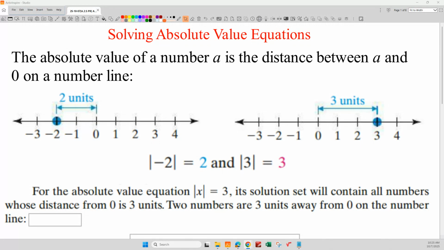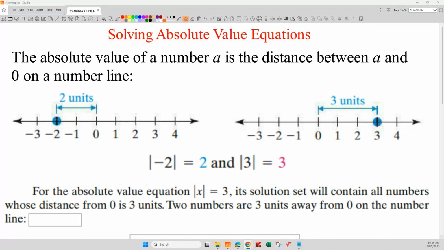Well, first of all, let's think about what the absolute value of a number really means. If A is just some number, the absolute value of A is its distance from 0 on a number line. So for example, the absolute value of 3 is 3, right? How come? Because the number 3 is a distance of 3 from 0 on the number line. What's the absolute value of negative 2? 2. How come? Good, because the point negative 2 is a distance of 2 from 0 on the number line.